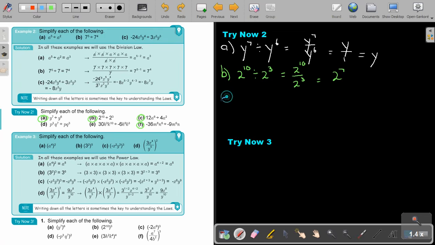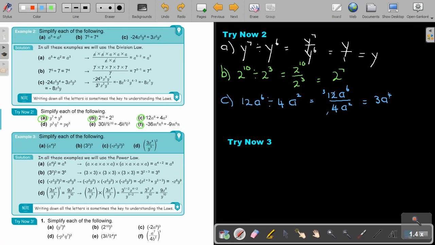Then the next one, number C, 12a to the power 6 divide 4a to the power of 2. So if I'm writing it, 12a6 over 4a2, then 4 can go in 12 three times, so it's 3a, 6 minus 2, and that's 4. And that will be my final answer.